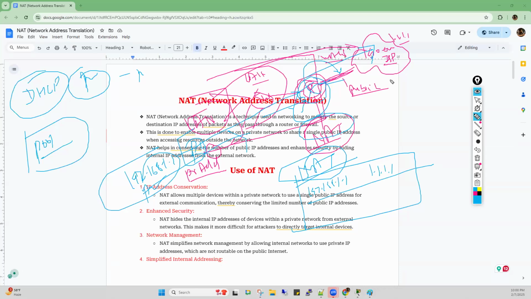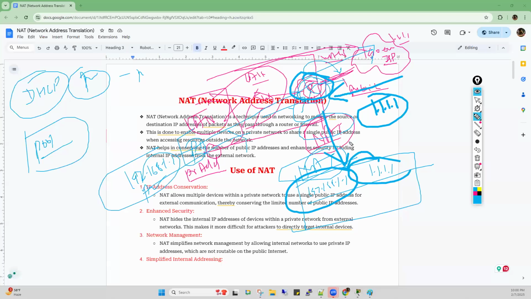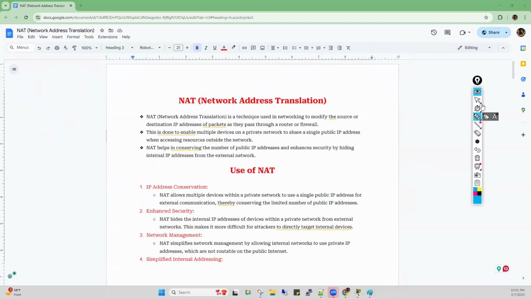When this router receives the reply from the ISP, what will it do? This router will check: in this reply, the source IP address is 1.1.1.1. It will check the NAT table. Inside the NAT table, it will find that this is the IP it configured for 192.168.1.1. So immediately this router converts 1.1.1.1 into 192.168.1.1, and forwards the packet towards the LAN. So guys, this is possible because of NATing.